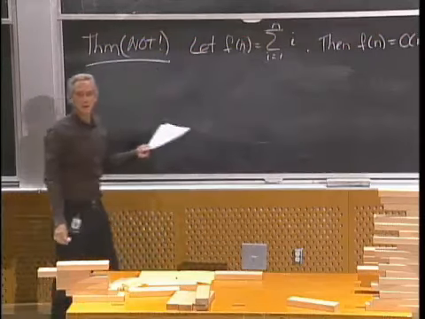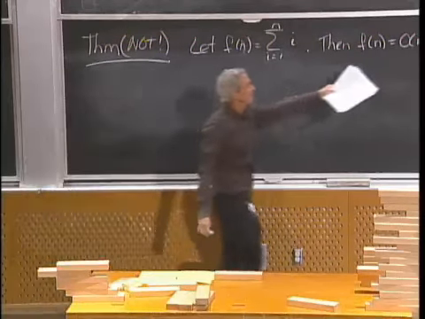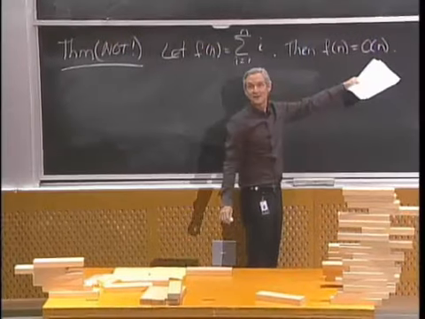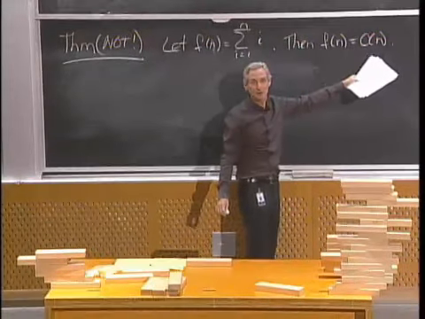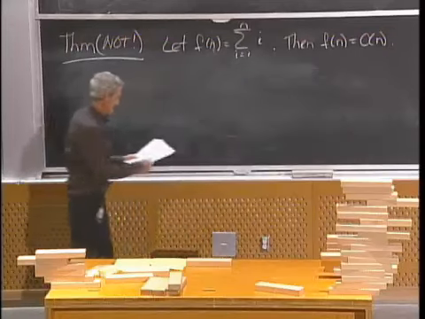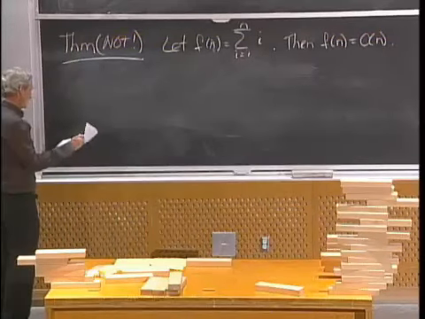Now what should be here instead of n? N squared. So n squared can't be O of n. So this can't be true. All right, well, let's see how we do it.